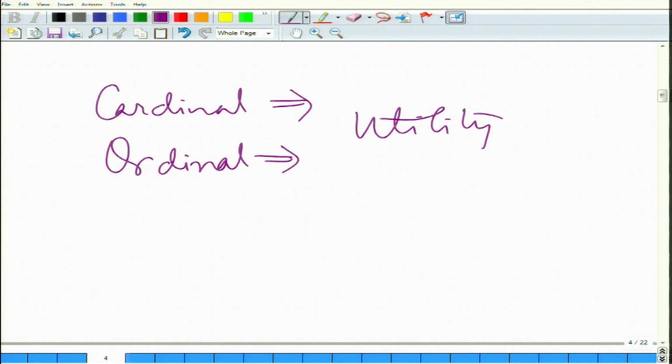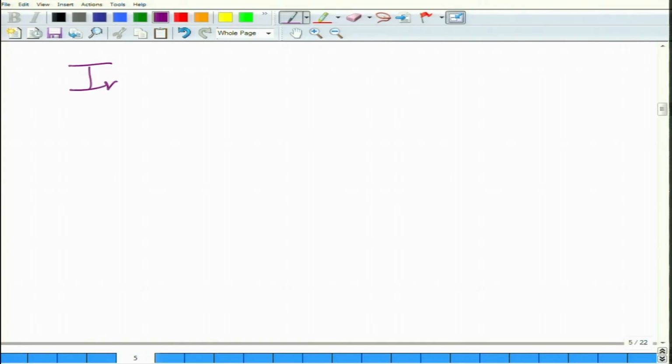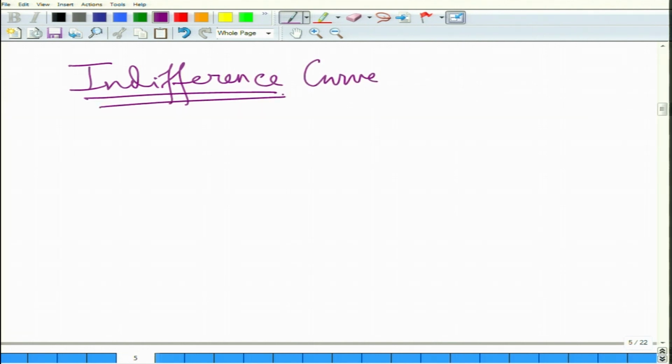This utility can be mapped in an indifference curve. The level of utility can be mapped in an indifference curve. Now this word again, when I don't remember a particular definition of a particular concept, I try to get some idea from its name.